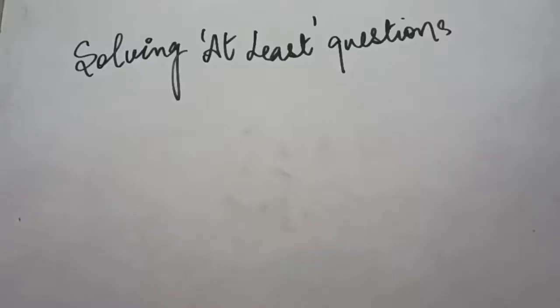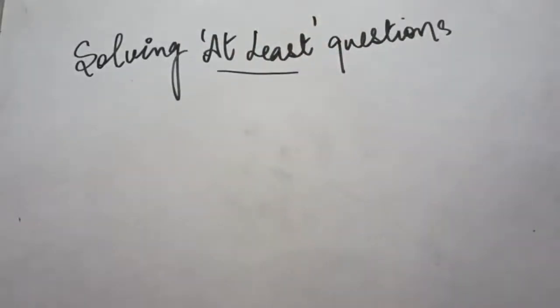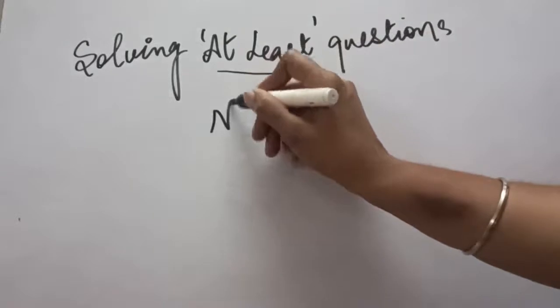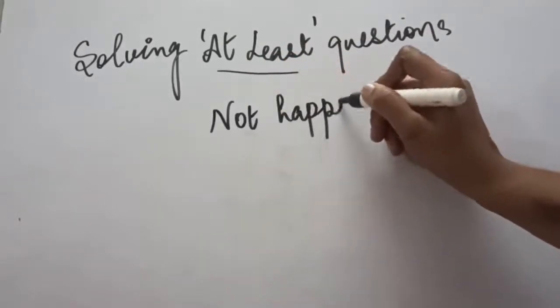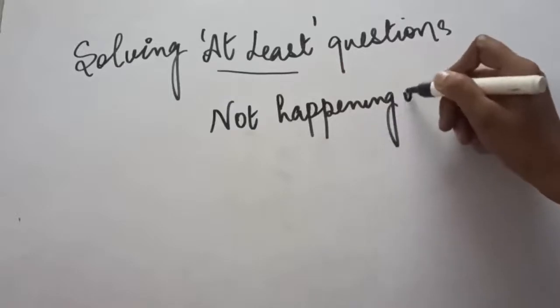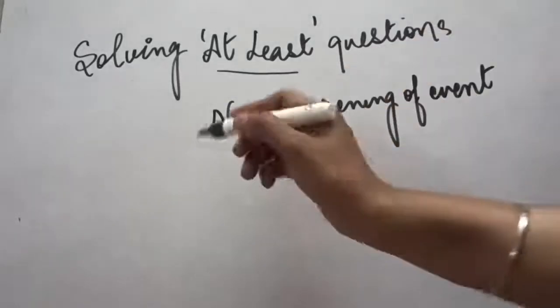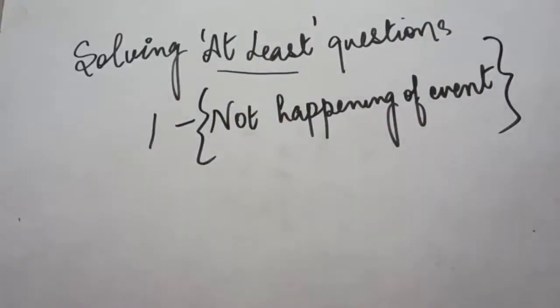The next type of questions in probability can be "at least" questions. Solving the at least questions, you have to follow a different methodology. In at least questions, we just find out the probability of not happening of the event. So first we will calculate that particular event will never happen. Then we will deduct that probability from 1. So like this you can solve the at least question.